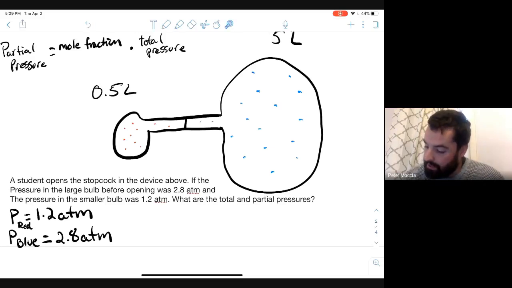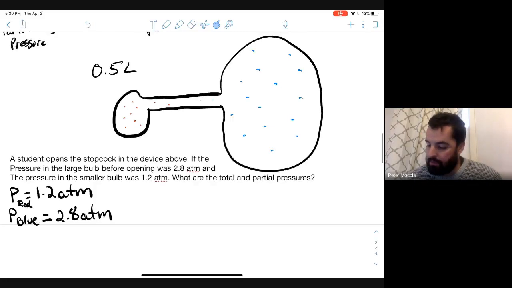If you open the stopcock, what's going to happen is now there's a new volume. Instead of the volume of this one being 5 and the volume of this one being 0.5, now they have a new total volume. So the partial pressures of each of these is going to change according to Boyle's law. Boyle's law says the volume varies inversely with the pressure. So if the volume increases, the partial pressure of both of these is going to decrease. Once we find those new partial pressures, we can add those up to find the total pressure. So we need to use Boyle's law to find the new partial pressures, and then we can add those up to find the total pressure.